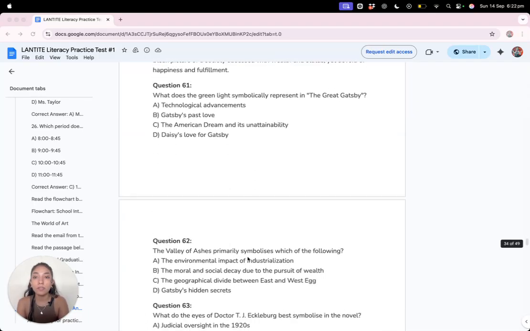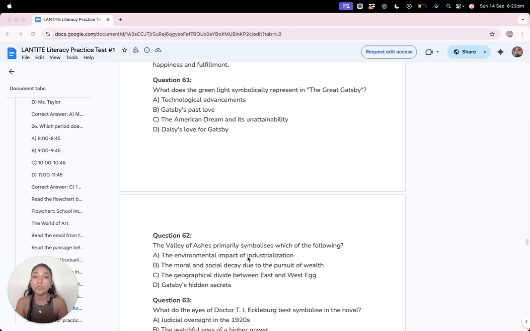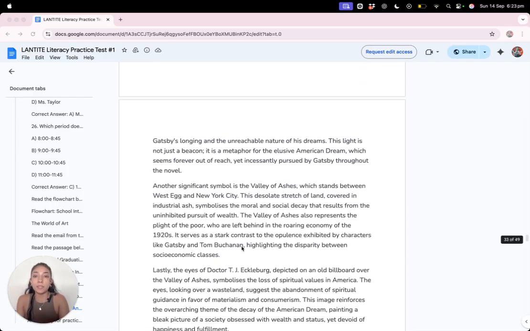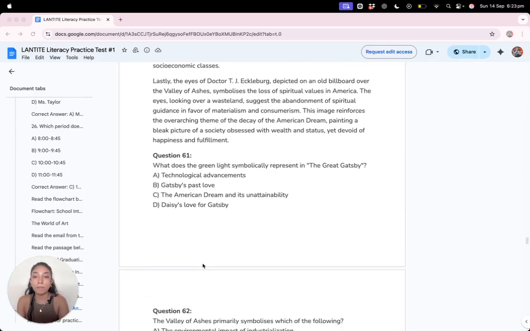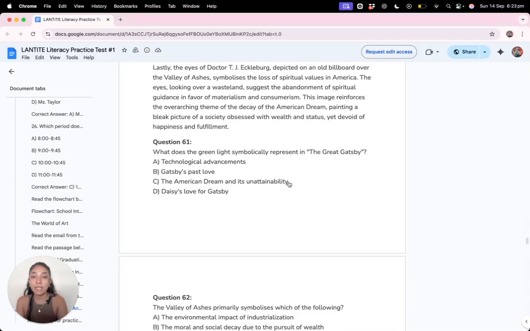Question 61. What does the green light symbolically represent in The Great Gatsby? A. Technological advancements. B. Gatsby's past love. C. The American dream and its unattainability. And D. Daisy's love for Gatsby. So reading this above, we know that it's C.